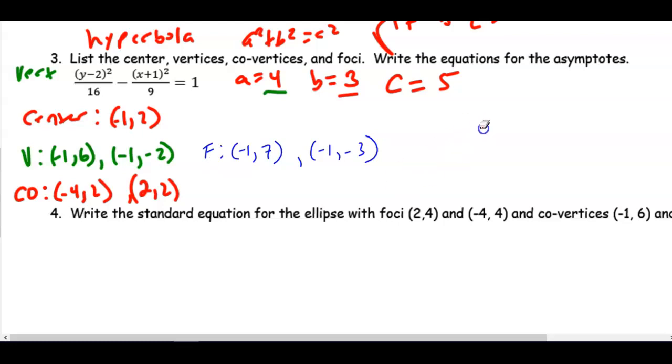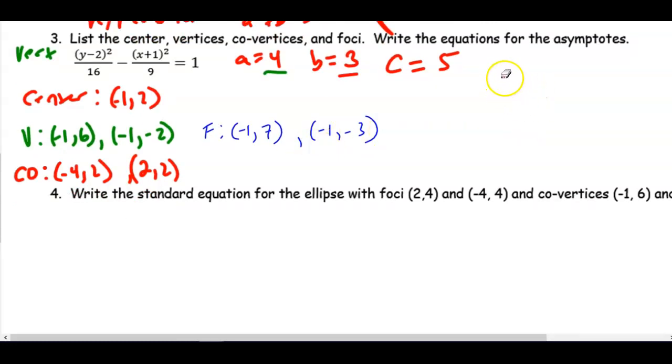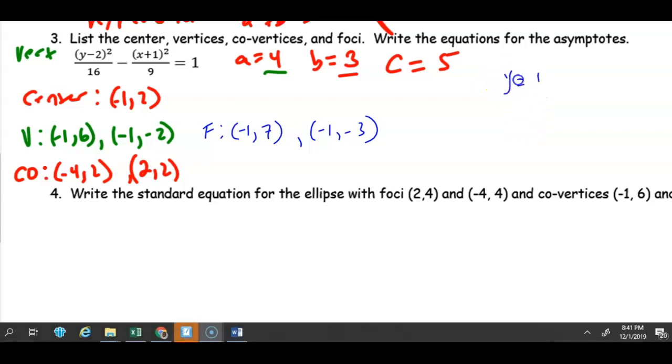Write the equation of an asymptote. Oh, we gotta do the asymptote. Well, being that this is vertical, that equation is gonna be y equals plus or minus a divided by b times x minus h plus k. Alright, so we'll do y equals a divided by 3 times x minus h. What was it? h was negative 1, k was 2. So that'd be plus like that.